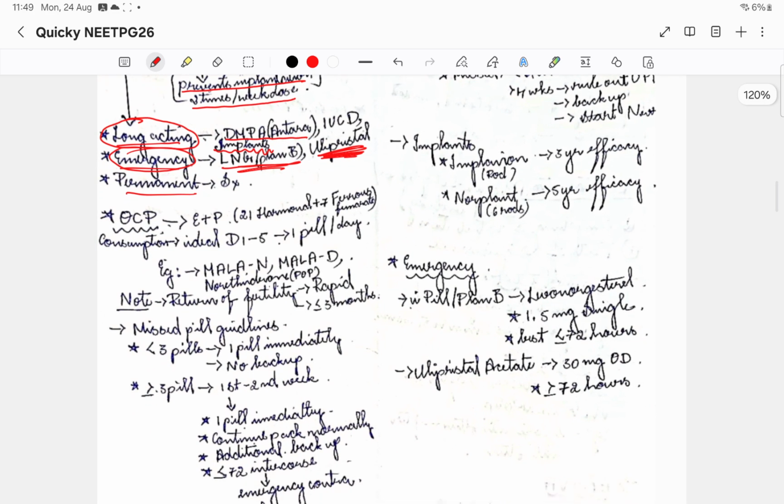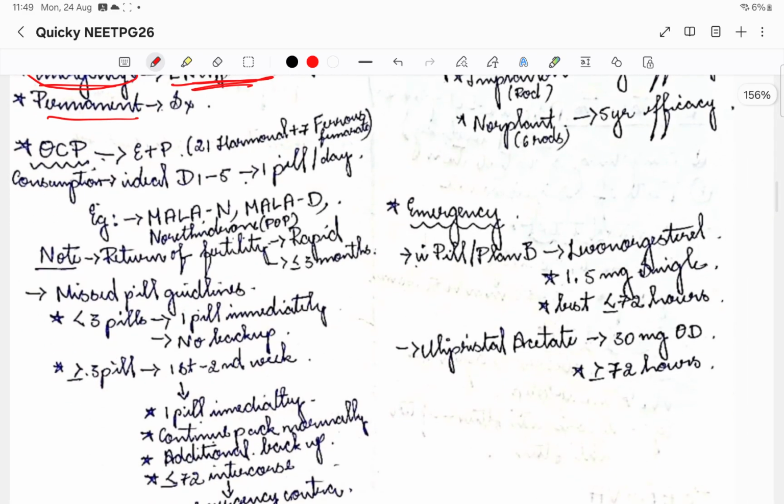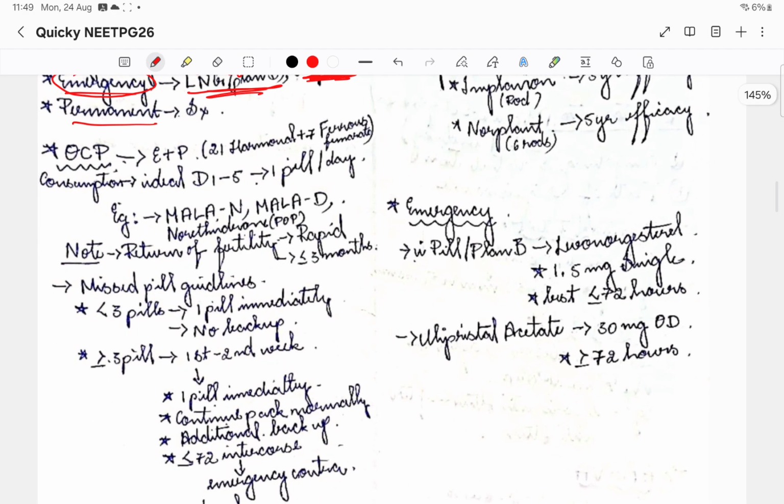Then we'll start studying one by one, starting with OCPs. I told you, the oral combined contraceptive pill is estrogen plus progesterone. One sheet contains 30 pills. Of them, 21 will be hormonal, that is estrogen and progesterone. The remaining 7 will be ferrous fumarate. This is to address the bleeding that goes on with respect to OCP. So this is where the 30 tablets come in.